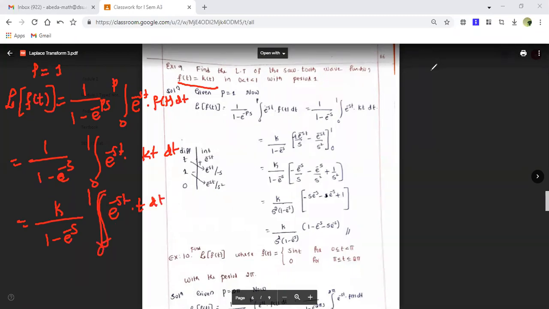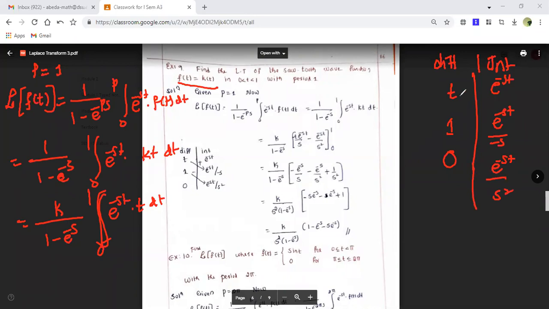So I can use the differentiation and integration rule. As we are used to, t we differentiate, and this we use for integration. So the differentiation of t is 1, and the next differentiation is 0. The integral is e to the power minus st upon minus s, then e to the power minus st upon s square. This is how we solve it. The signs alternate, plus and minus. So here we will be getting k upon 1 minus e to the power minus s, times t into minus t e to the power minus st upon s.